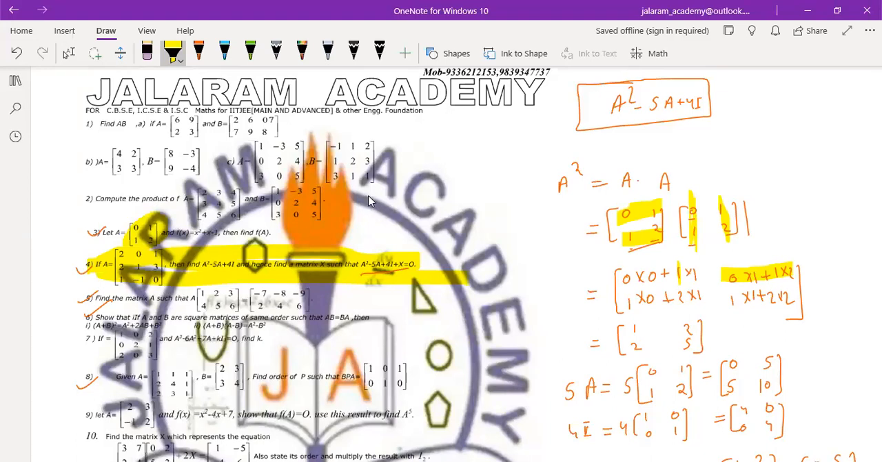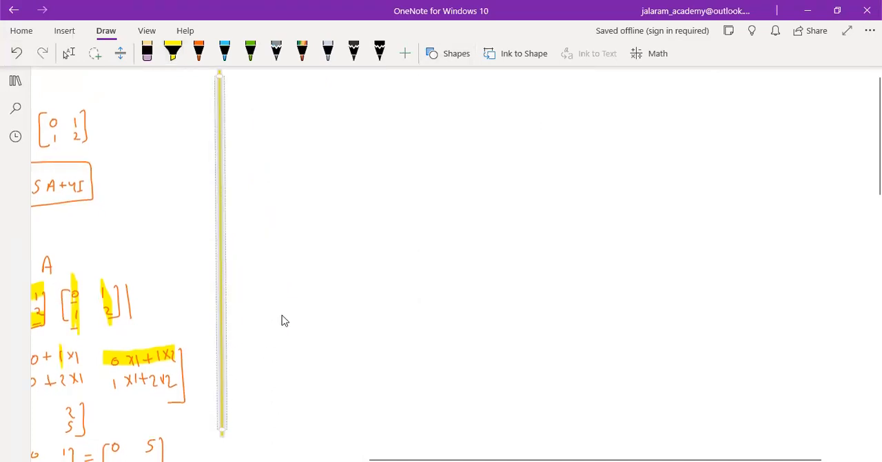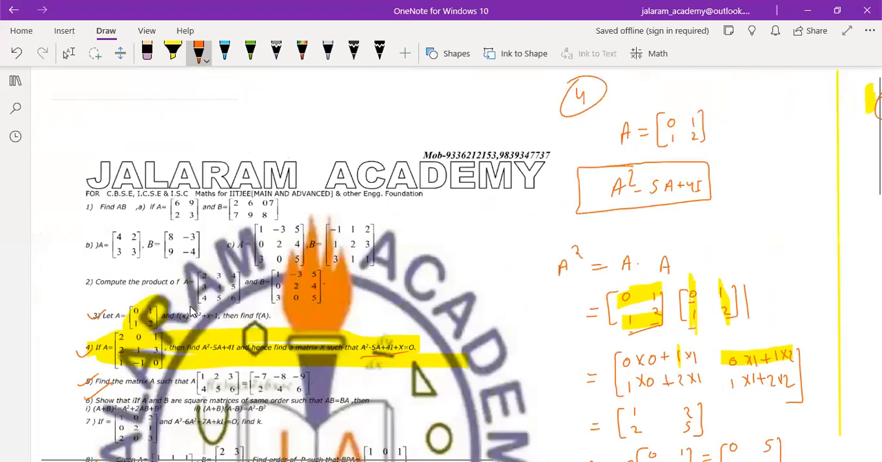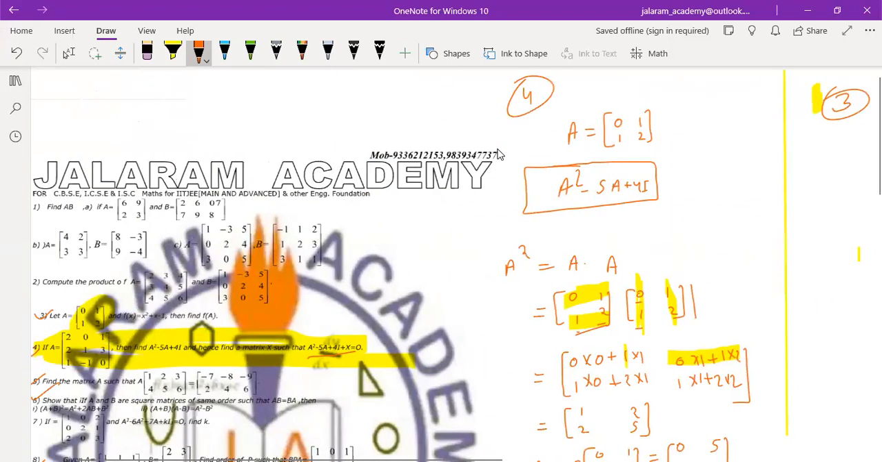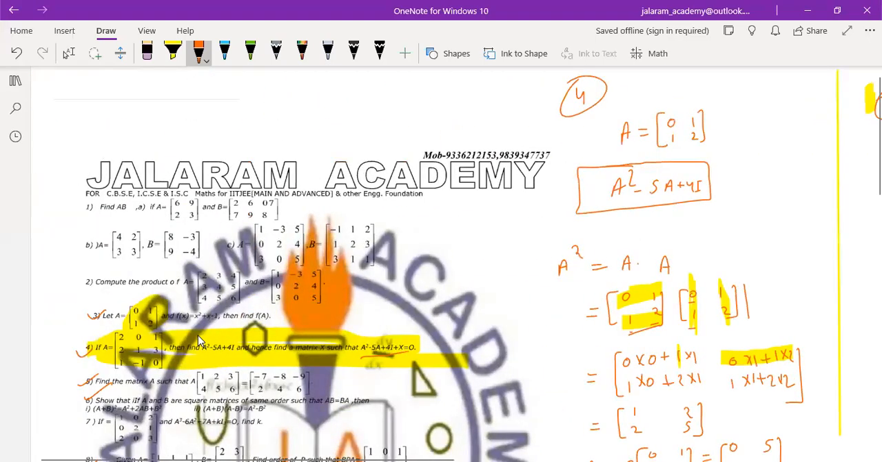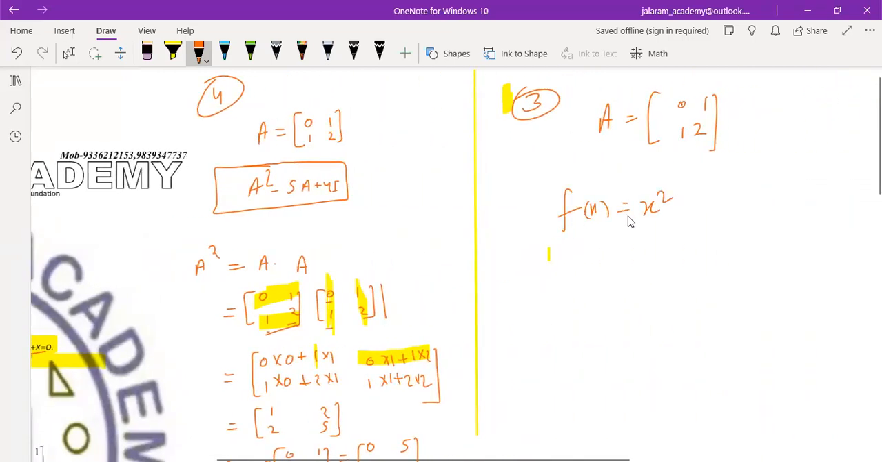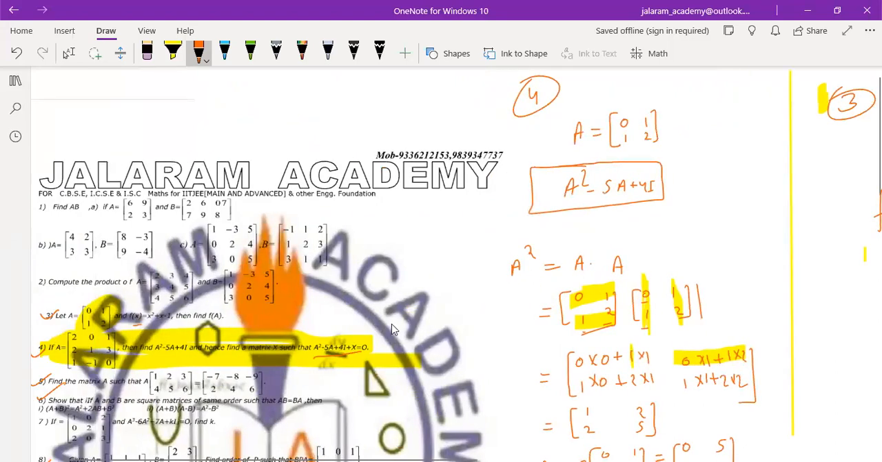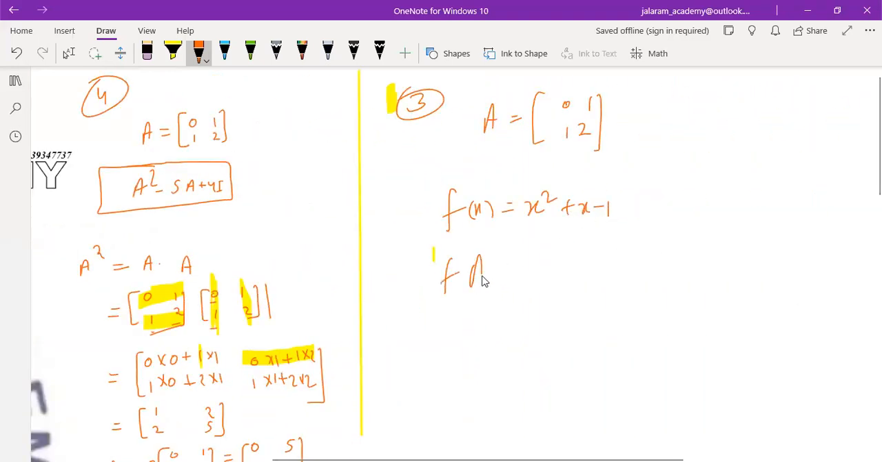Now if we discuss question number 3, which is given as A equals to 0, 1, 1, 2, and f(x) equals to x square plus x minus 1. And we have to find f(A).